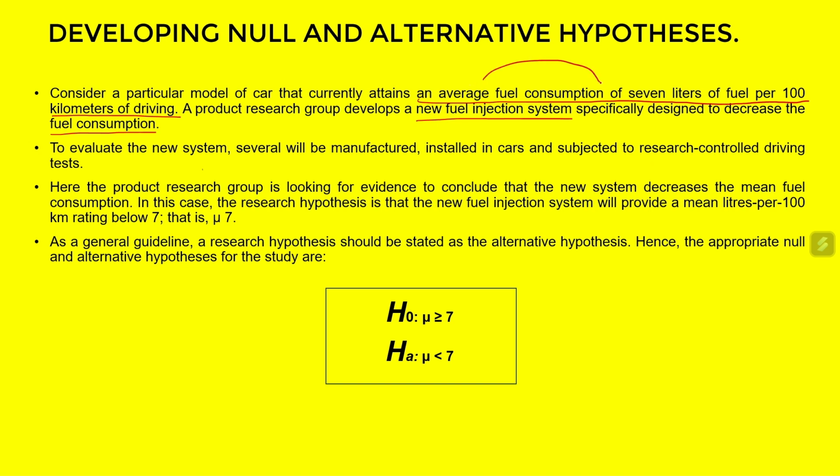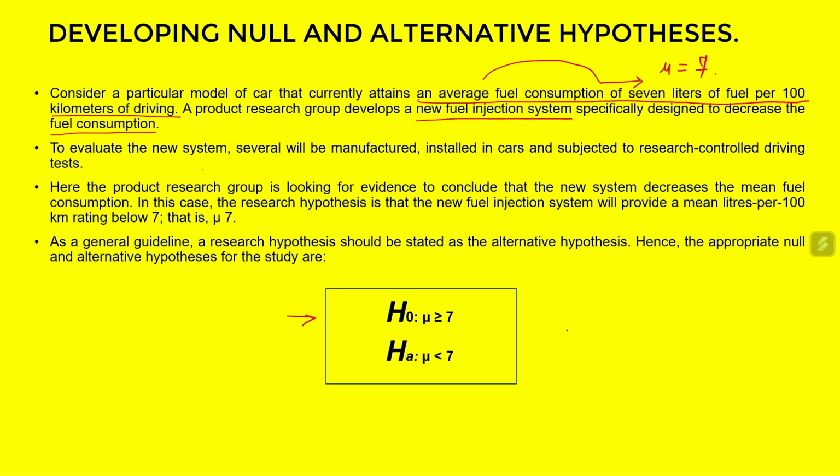This is going to be our mu. Okay, mu is our 7 liters, right? But the product research group develops a new fuel injection system in which it is saying that it will decrease the fuel consumption. Okay, so see, below I have mentioned the hypothesis. I have created the hypothesis.